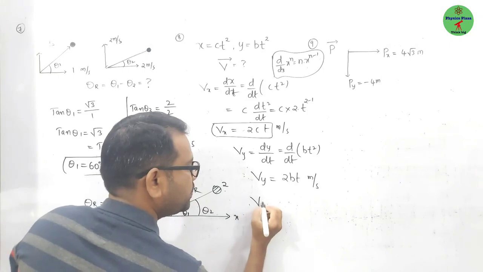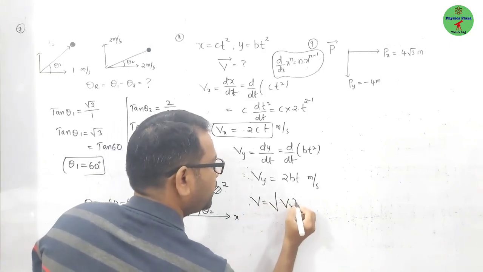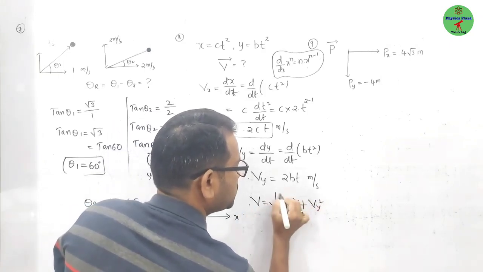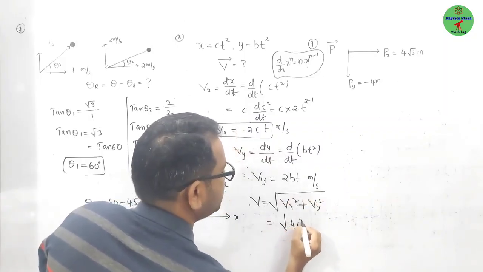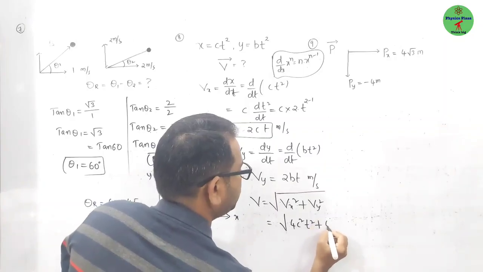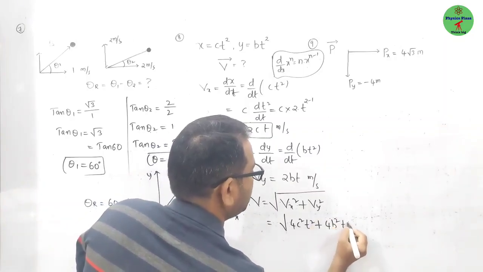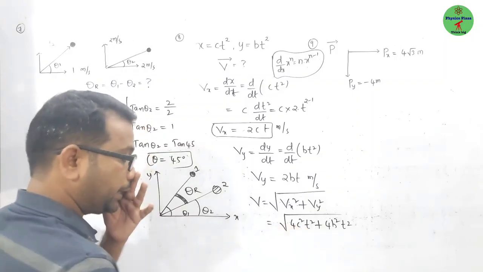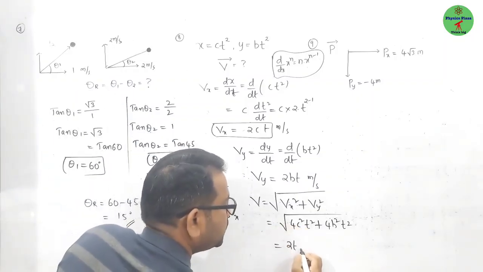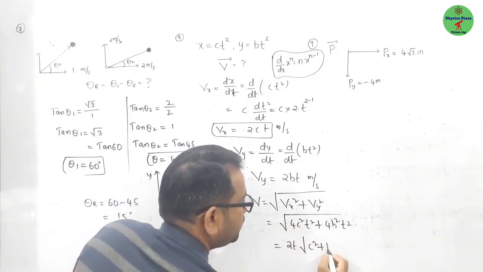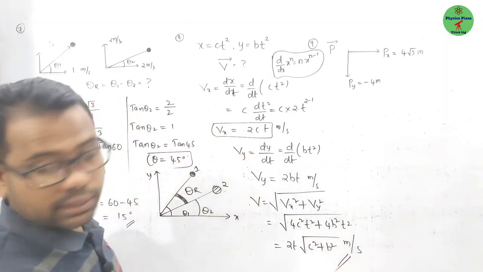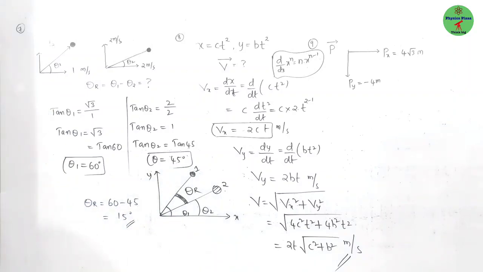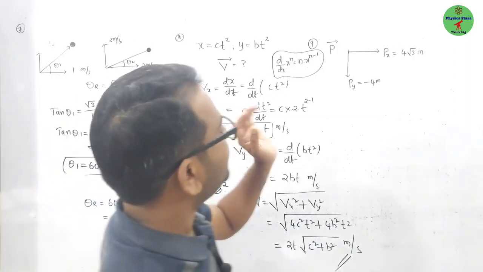Now the resultant one, children: v is equal to square root of vx square plus vy square. So this is going to be square root of 4c square t square plus 4b square t square. So 4t square you can take as common, so that it will become 2t and the square root of c square plus b square meter per second. Is it correct? Let me check with the answer so that we'll come to know whether the given question is right or wrong. 2t root of c square plus b square. Yes, it is the right answer.